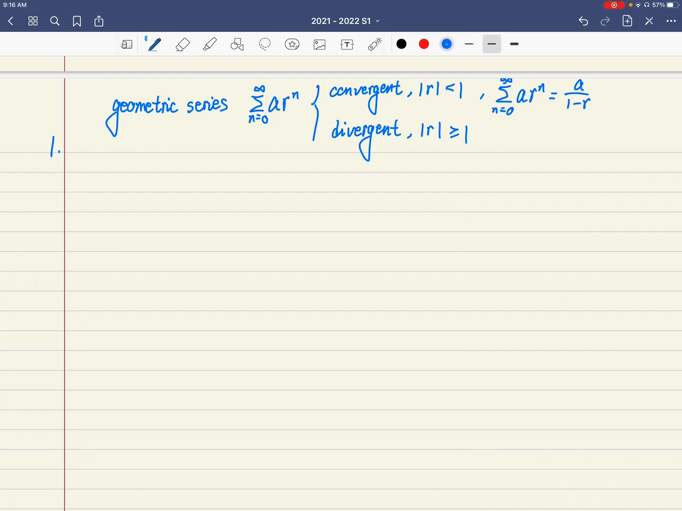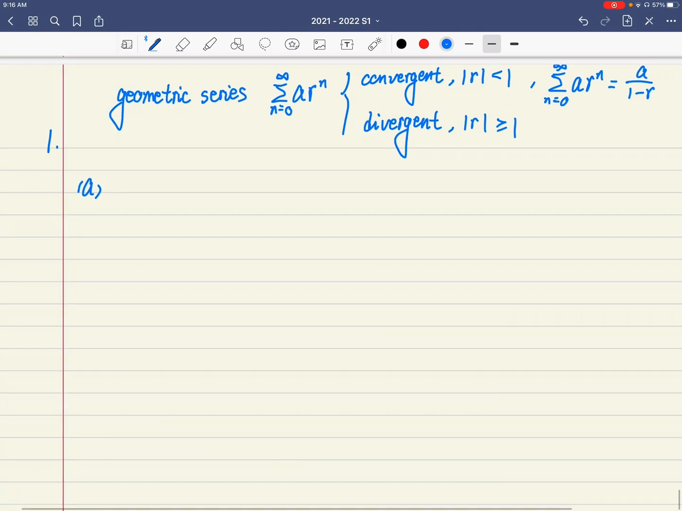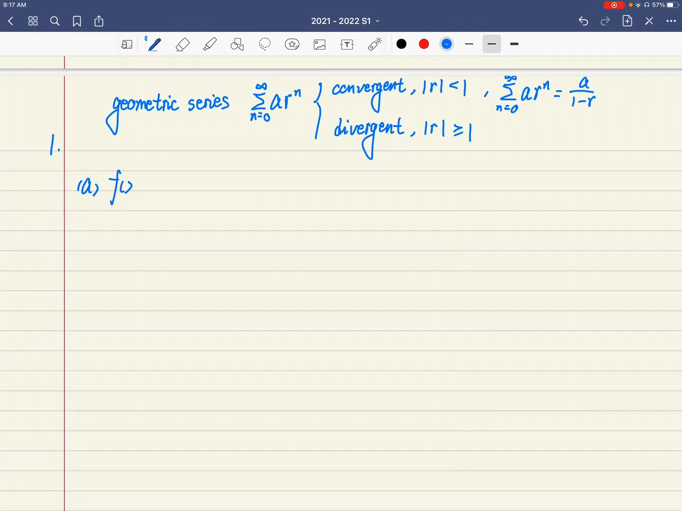Okay, so let's see. Part A, f(x) is ln(5 minus x). Okay, so now the problem is it's ln, right? It's not like a over 1 minus r at all. But remember, ln x derivative is 1 over x. Right? Ln x derivative is 1 over x. So this ln(5 minus x) is an integration of 1 over 5 minus x.